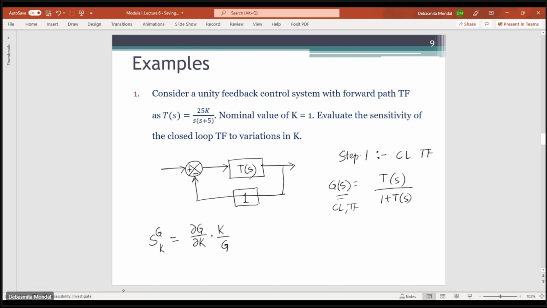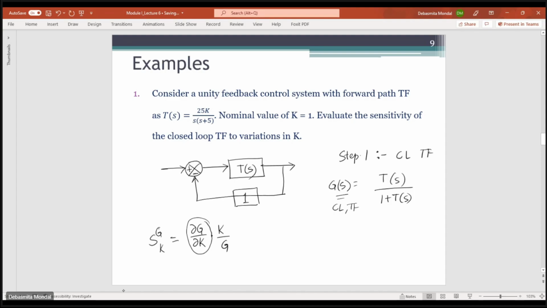So this was the basic definition of sensitivity, right? Yes, ma'am. Okay, now since you know the expression of G, you just have to take the derivative. Find the value of delta G by delta K and then the overall expression. Finally, if you substitute the value of K equal to 1, you will get the value of S_K^G in terms of s. Got my point?